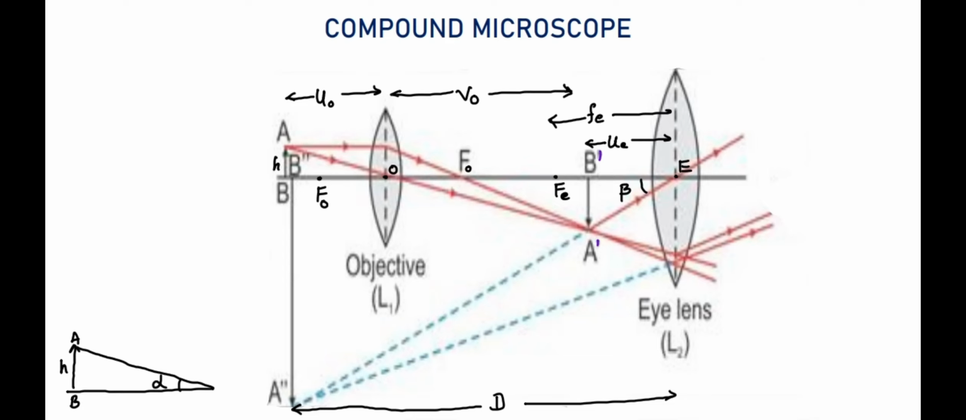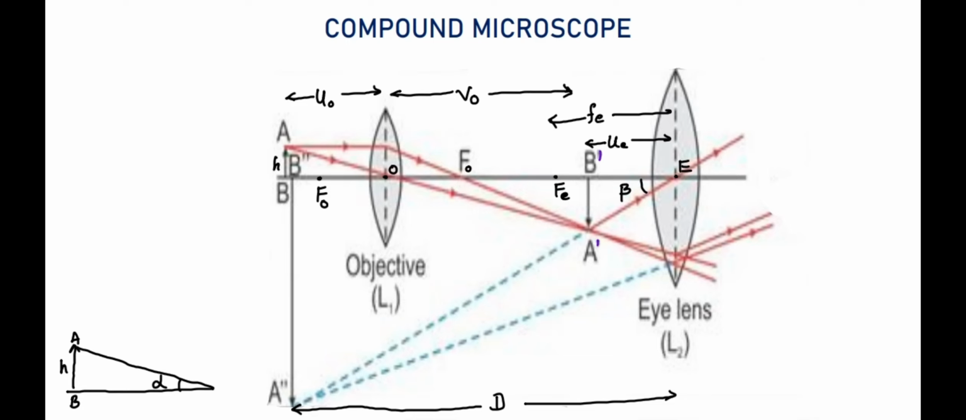Now the distance between both the lenses is adjusted in such a way that the intermediate image falls between the optic center of the eyepiece, E, and the focus Fe. In this condition, the final image is virtual, inverted and magnified.